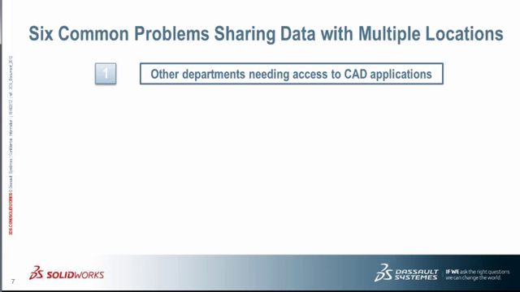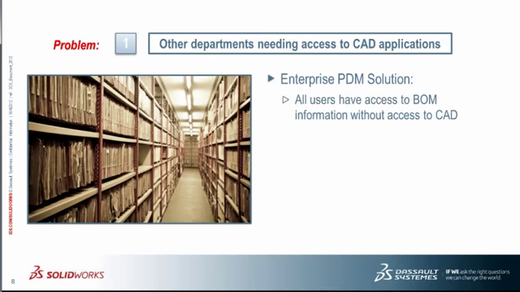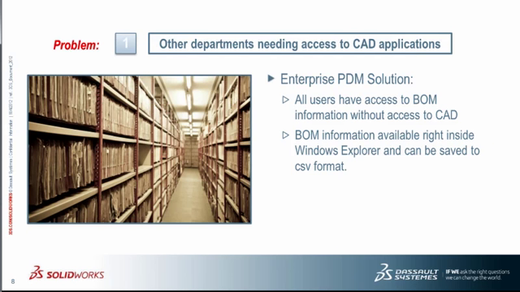Okay. So we're going to take a look at these problems one by one and see how Enterprise can address them. So the first one, other departments needing access to CAD applications. The enterprise solution includes that all users have access to BOM information without needing access to the CAD application. BOM information is available right inside Windows Explorer and can be saved right to CSV format or other ways. Enterprise PDM is built into Windows Explorer, which we'll see in the demonstration in a little bit, and the BOM information from all the CAD data is available at your fingertips.